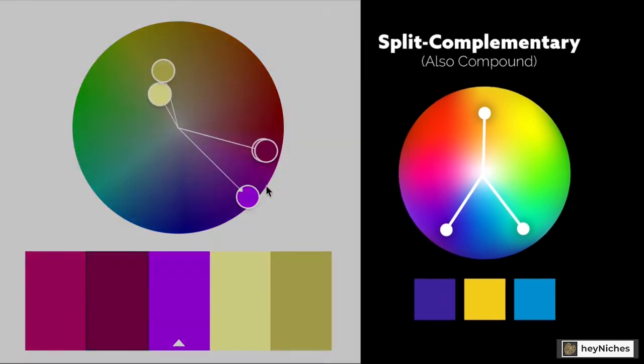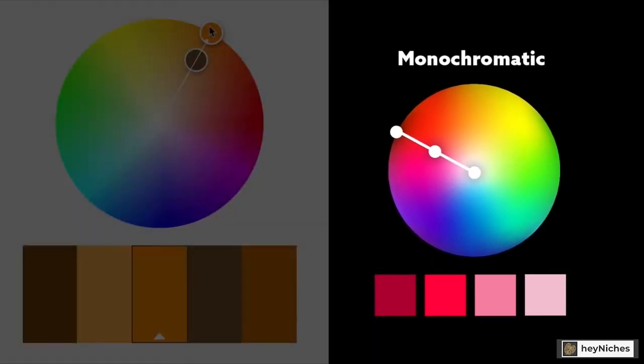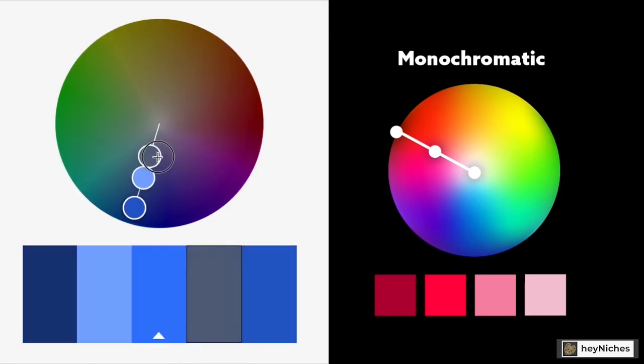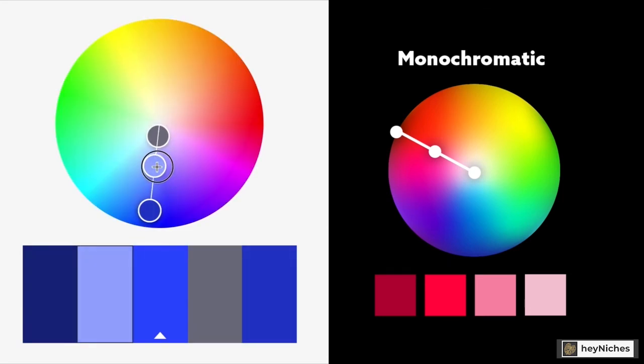The next color harmony we're going to review is monochromatic. Monochromatic colors are a single hue on the color wheel but contain different shades and tints of that same hue. Tints and shades are the addition of white and black to a hue or base color. In this case, we can see a monochromatic color palette for a hue of the color blue.